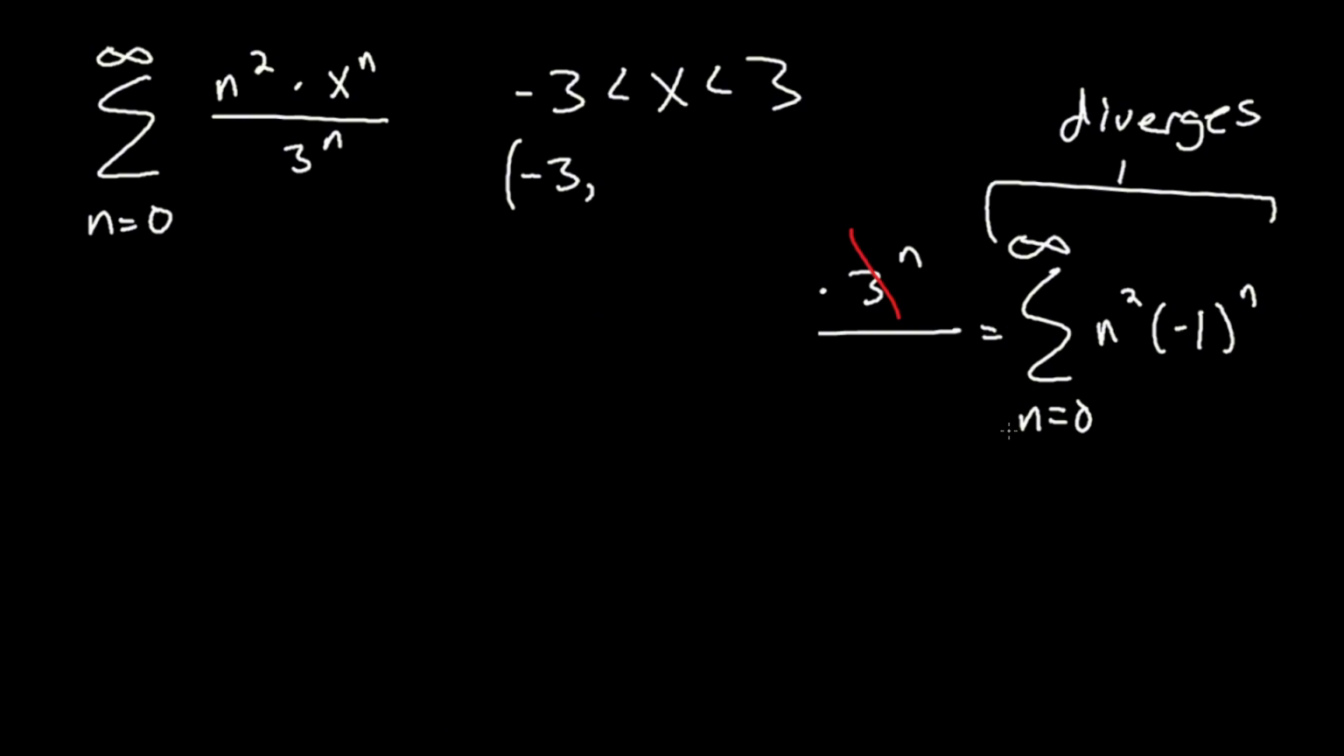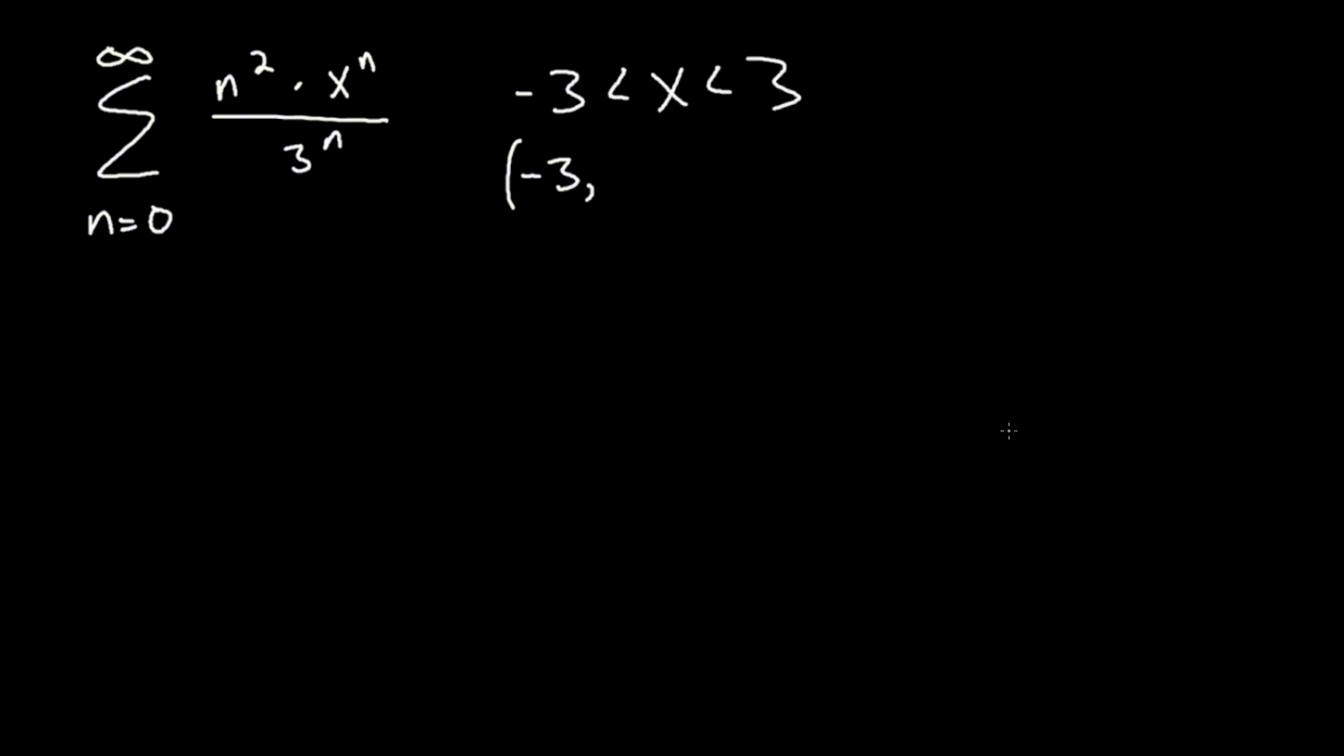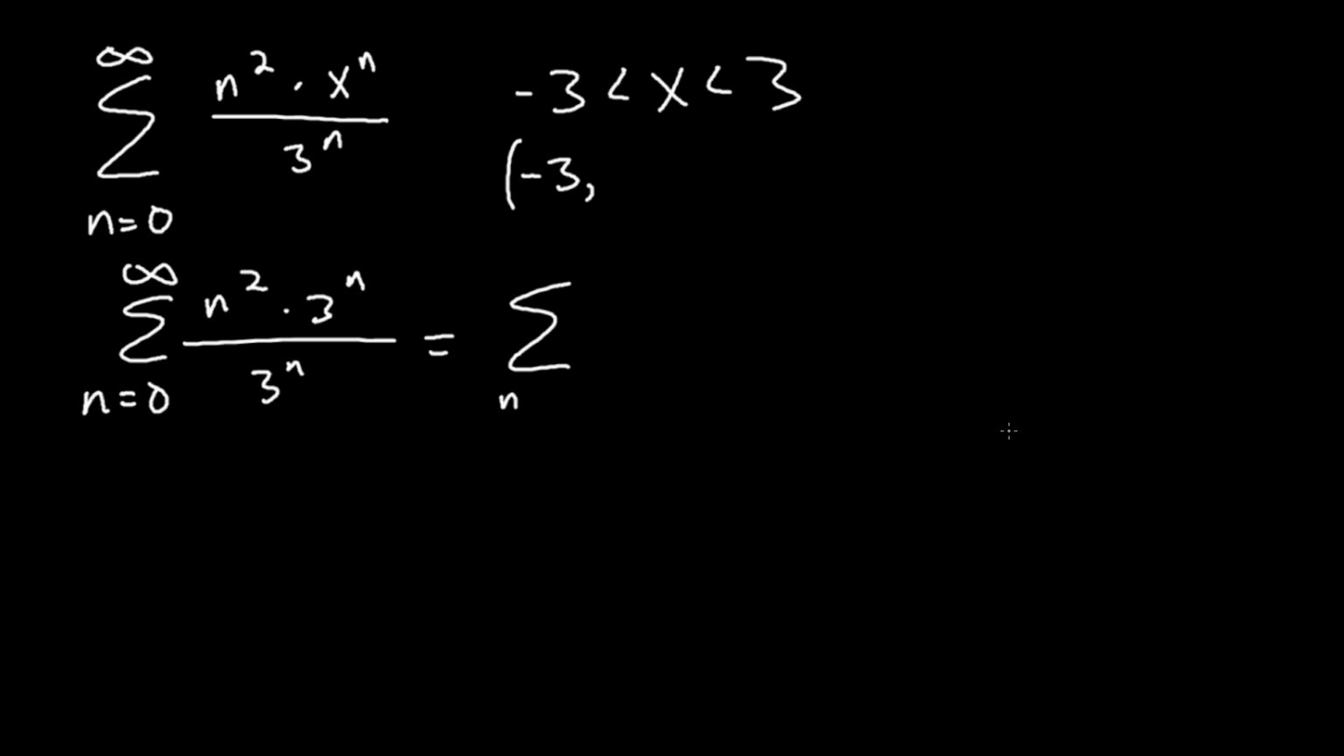Now let's test out 3. We rewrite the series, n is equal to 0, and now we set x equal to 3. So we get 3 to the power of n over 3 to the power of n. These terms cancel out, and we just get n squared. Well, this clearly diverges. All the values just keep increasing.